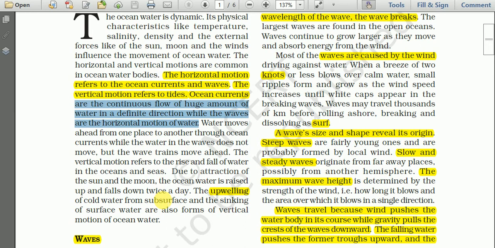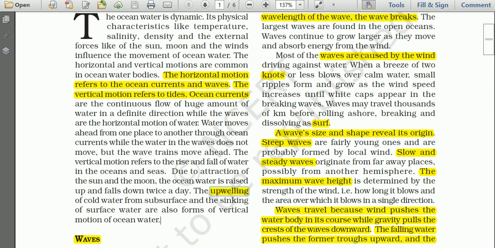And the vertical motion refers to the rise and fall of water in the oceans and the seas. Here we have already mentioned that vertical motion refers to tides, and we shall discuss these in detail later on. This is caused due to the attraction of the sun and moon. And the upwelling of cold water from the subsurface and the sinking of the surface water are also forms of vertical motion of ocean water. So upwelling is also another form of vertical motion.